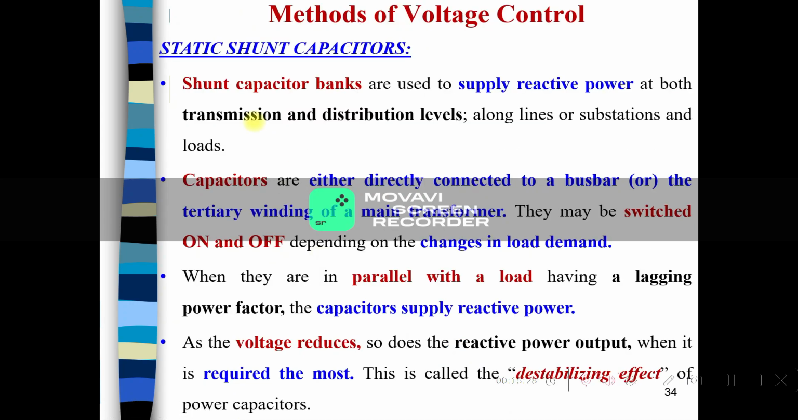Next one, static shunt capacitors. Shunt capacitor banks are used to supply reactive power at both transmission and distribution level. Capacitors are either directly connected to a bus bar or to the tertiary winding of a main transformer. When they are in parallel with a load having a lagging power factor, the capacitors supply reactive power.